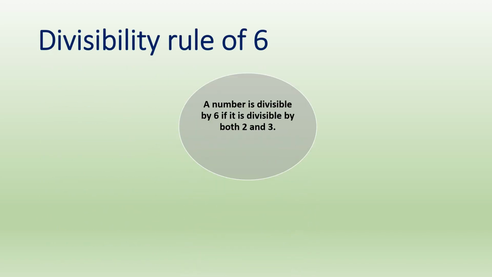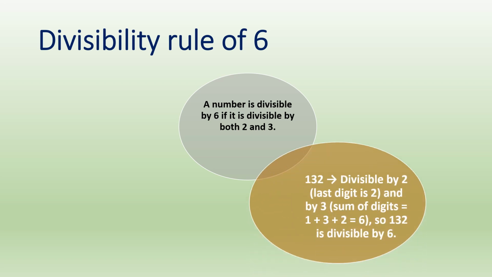Next, the divisibility rule of 6. A number is divisible by 6 if it is divisible by both 2 and 3. So, for checking the divisibility by 6, we have to check whether the number is divisible by 2 and 3. Then only we can say the given number is divisible by 6. If it is not divisible by either 2 or 3, we have to conclude that the given number is not divisible by 6. Here we have an example, 132.